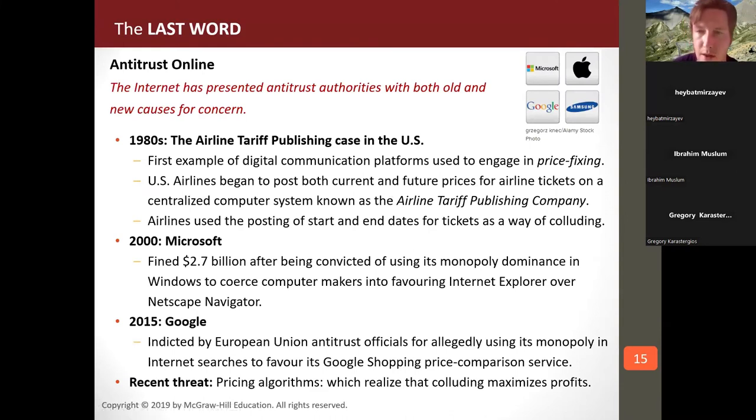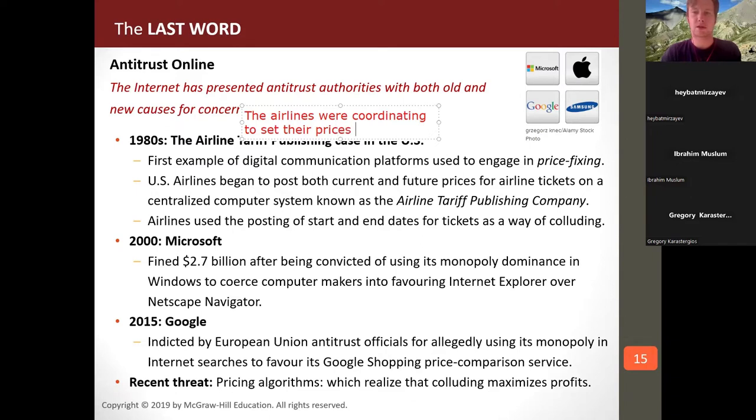So then we'll go through antitrust. We talked about this in a previous class. In the 1980s, there was price fixing in the airline tariff publishing industry in the US. US airlines posted current and future prices for airline tickets on a centralized computer system, and this allowed for collusion. The US government intervened to stop the collusion. In this case, the airlines were coordinating to set their prices to maximize profits across the industry. This coordination is illegal and it is called collusion.